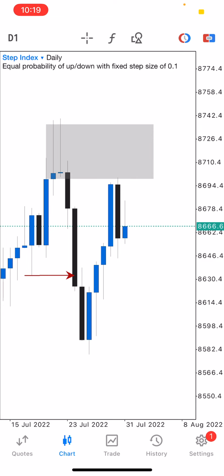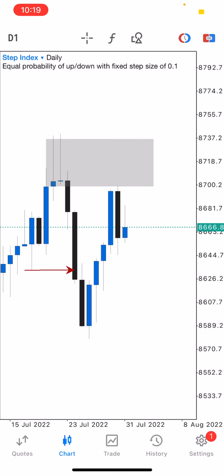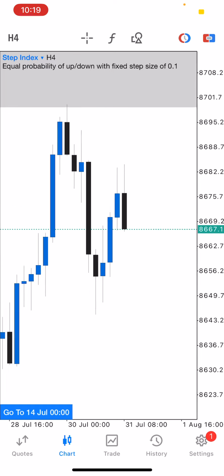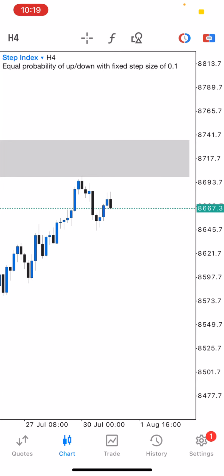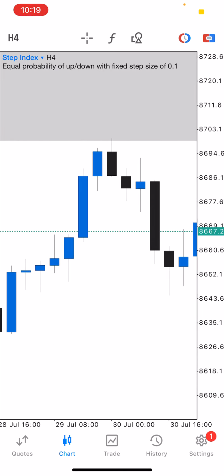nicely like this, and then you wait patiently. And as price gets to this zone, you go to the 4 hour. As I said, on the daily, you have to use 4 hour confirmation. And then when you go to the 4 hour, you are looking for the swing formation. Okay. So what do we have here?